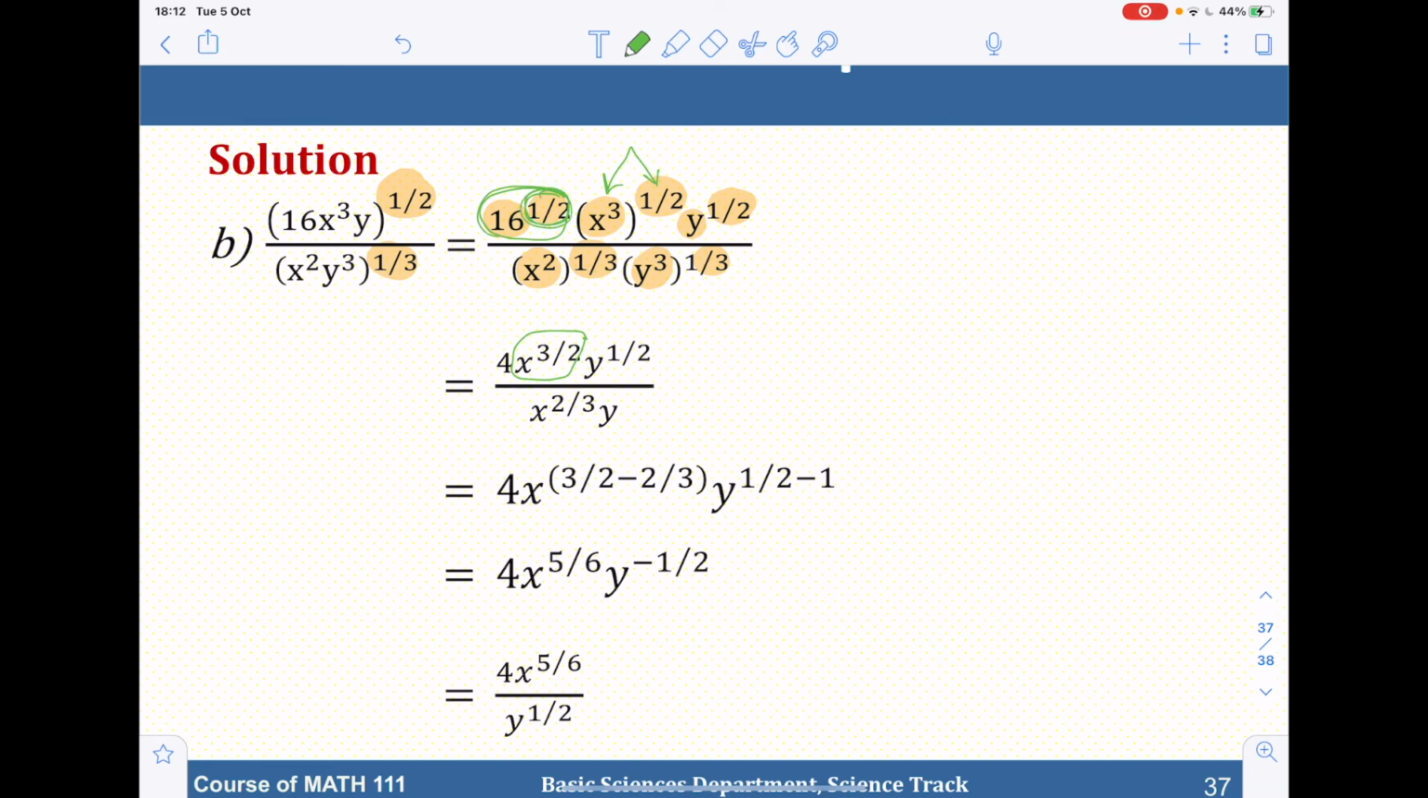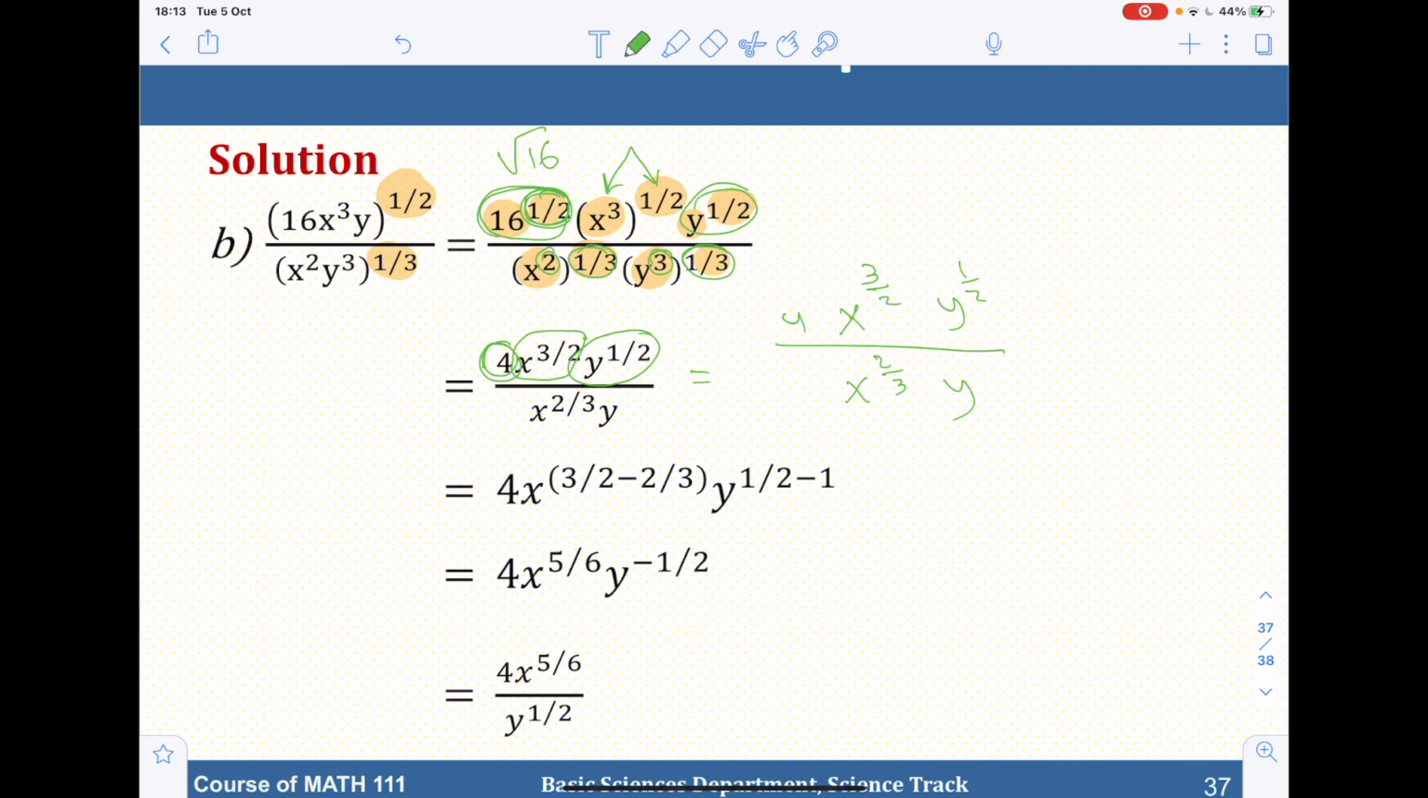The power 1 over 2 means the square root of 16, which is 4. And also this I can write as y to the power 1 over 2. Here I would multiply 3 with 1 over 3, which is 1. And here 2 with 1 over 3, 2 over 3. So I will be left with 4 x to the power 3 over 2, y to the power half, over x to the power 2 over 3, y.